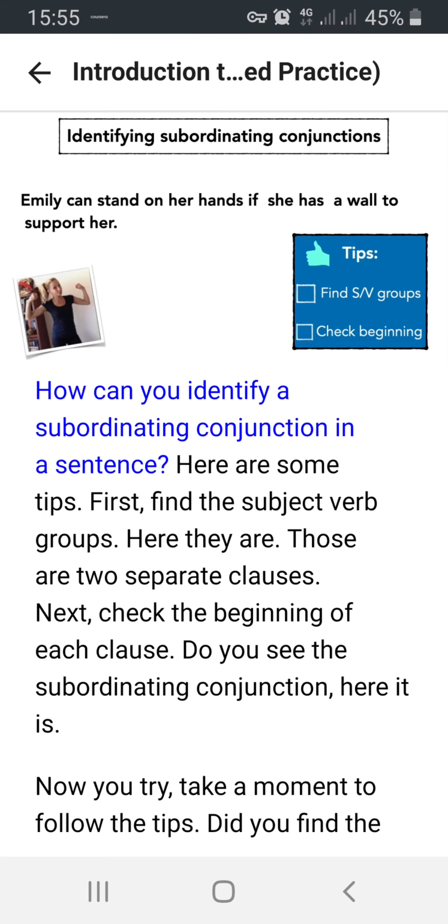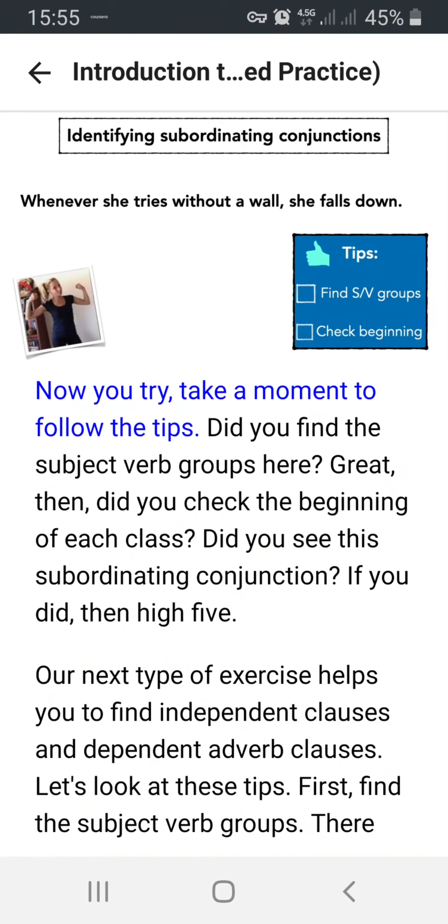How can you identify a subordinating conjunction in a sentence? Here are some tips. First, find the subject-verb groups. Here they are. Those are two separate clauses. Next, check the beginning of each clause. Do you see the subordinating conjunction? Here it is. Now you try. Take a moment to follow the tips.